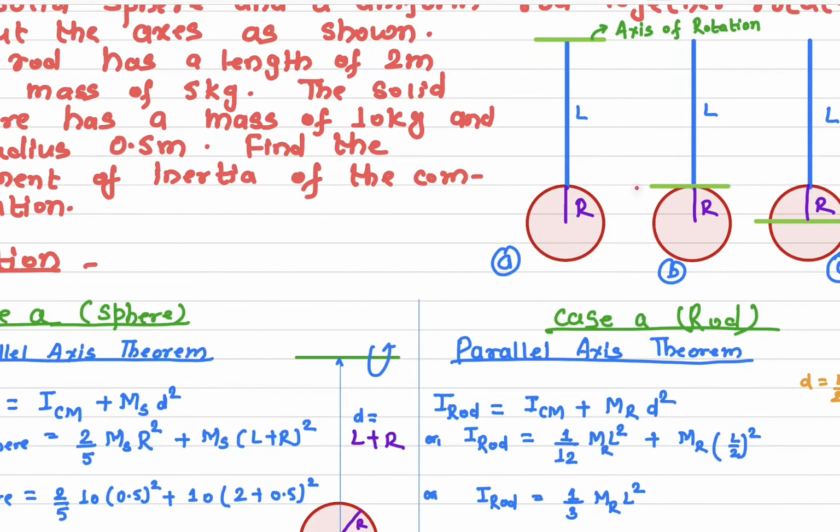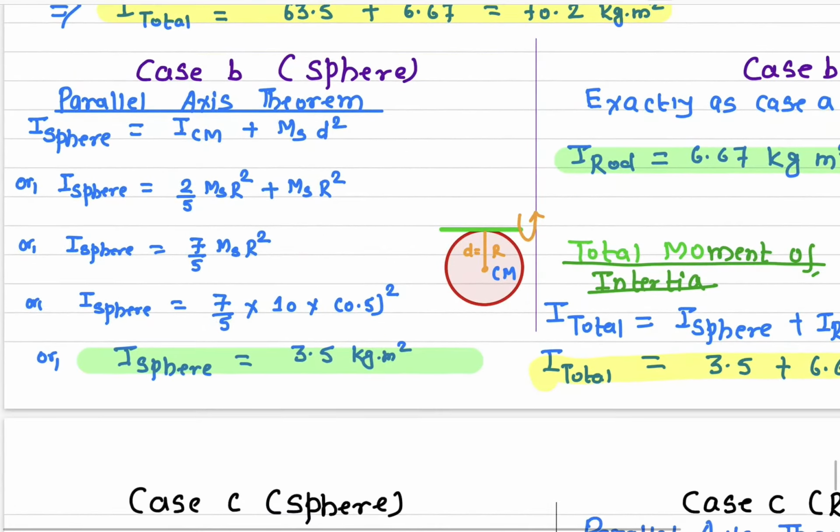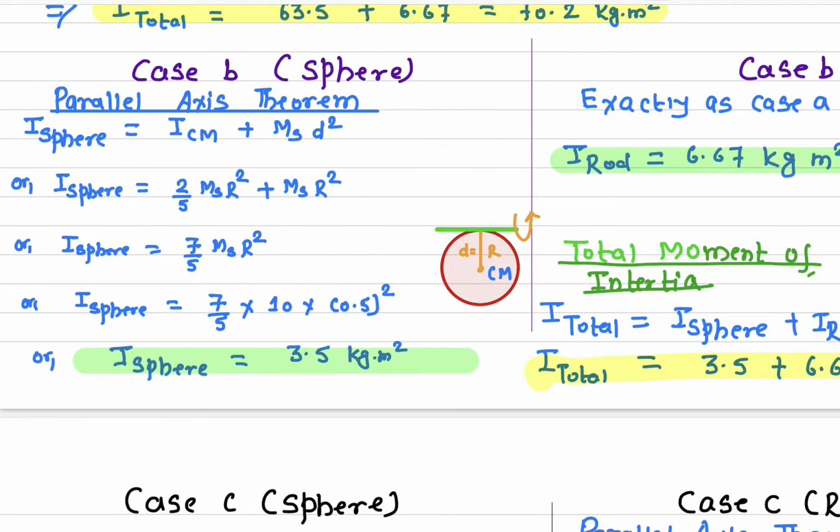In this case, the axis of rotation is about here at the edge of the sphere. So first we'll again calculate for the sphere. Again, what are we going to do? It's again not passing through the center of mass. So remember to use the parallel axis theorem if it is not passing through the center of mass.